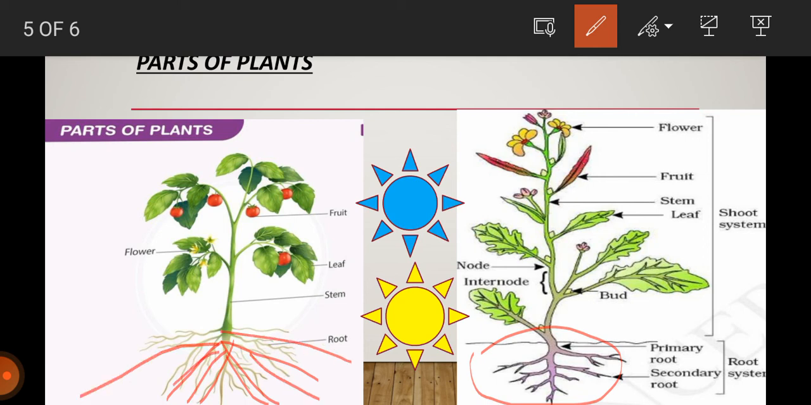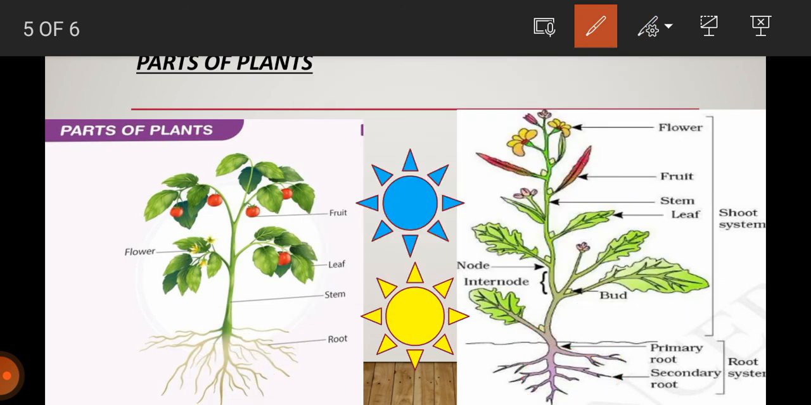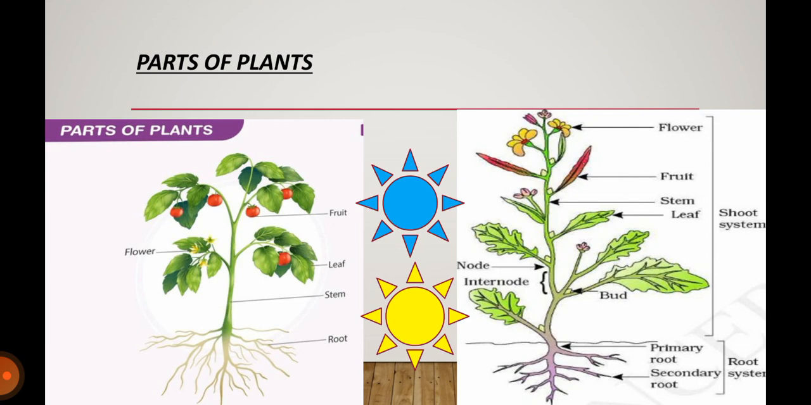And plants which have a primary root also have secondary roots. Secondary roots in a taproot are also called lateral roots. Okay. So I think you all understood about the parts of plants.